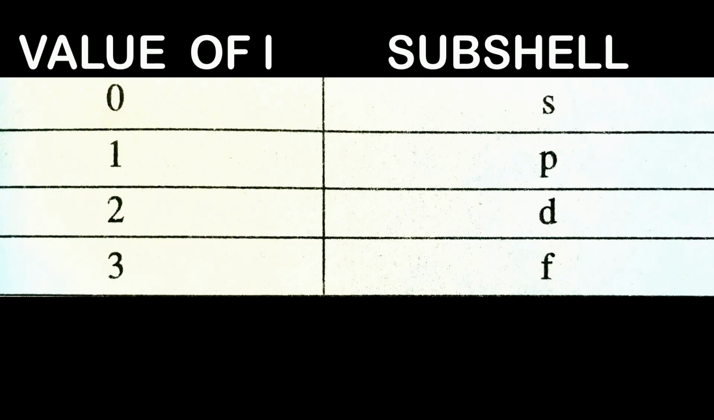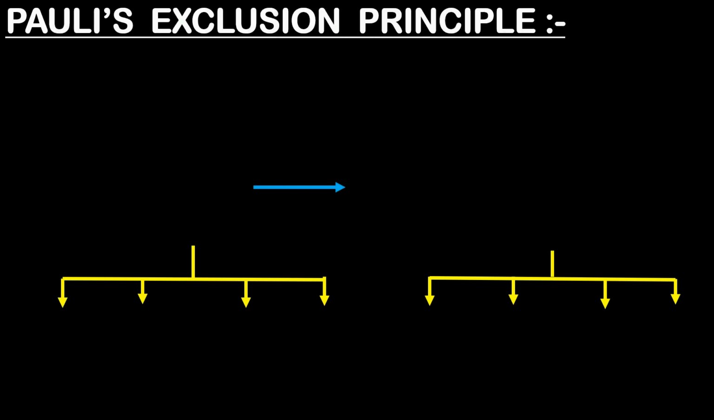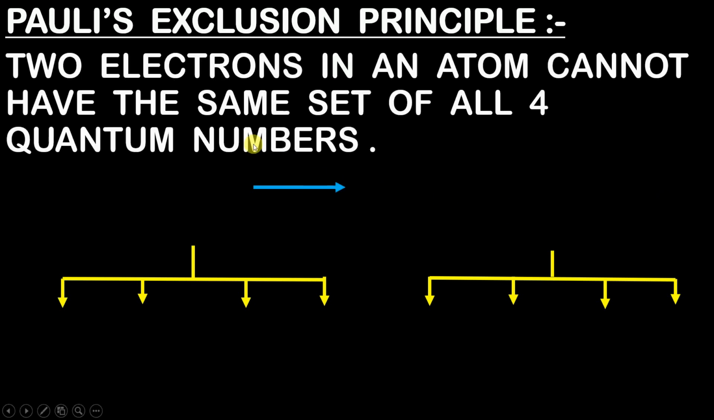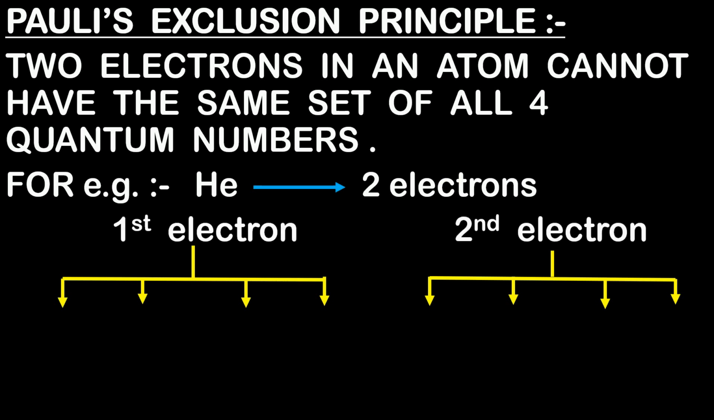Now moving ahead to the main principle, that is Pauli's exclusion principle. What does this principle tell us? It tells that two electrons in an atom cannot have the same set of all four quantum numbers. What is the meaning of this? We will understand it with the help of an example. Let's consider helium. Inside a helium atom, there are two electrons. The first electron is going to have four quantum numbers, and the second electron is going to have four quantum numbers.